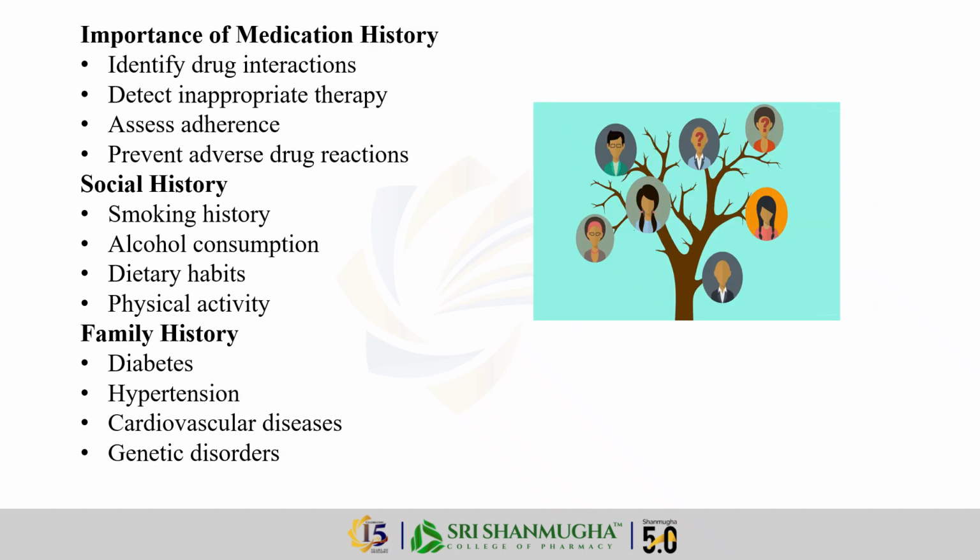And next, importance of medication history. Why is medication history important? To identify drug-drug interactions, detect inappropriate therapy, assess medication adherence, whether they are taking the medications regularly or not, and prevent adverse drug reactions. And social history: smoking, alcohol, food habits and physical activity, whether they are walking, drinking or smoking, everything we want to know. And family history about diabetes, hypertension, any cardiac and genetic disorders, we have to know for their family history.